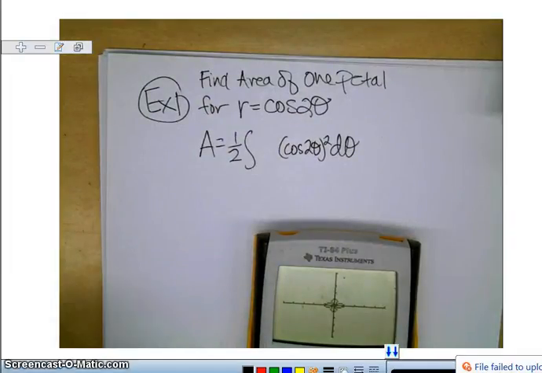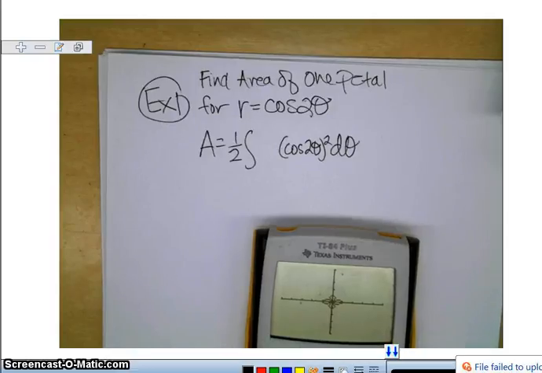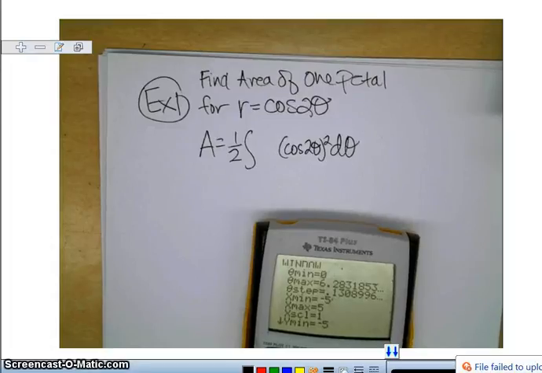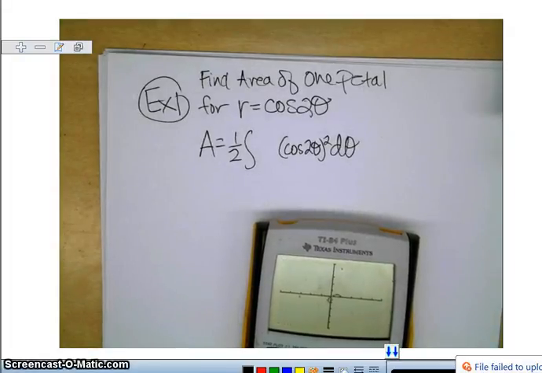The formula is easy to use. You take your function, your r equals, you square it, you put 1/2 in front of it, but now we need to mess with the window. Let's say I go from 0 to, does it make sense? There's 4 petals. 2 pi divided by 4 would mean one petal takes how long to get to? Pi over 2. So let's see if we go from 0 to pi over 2, if that just gives us one of the petals. Nope, it doesn't.